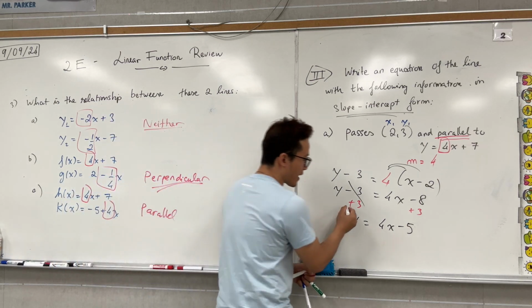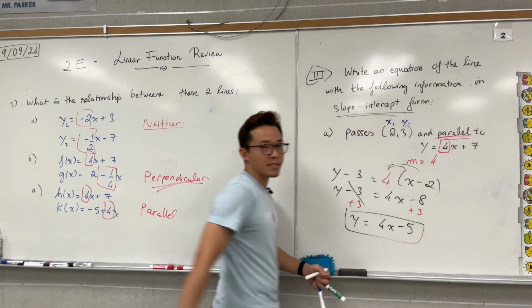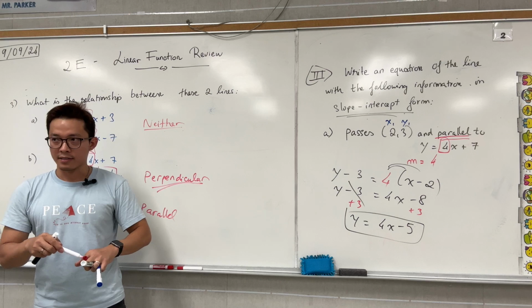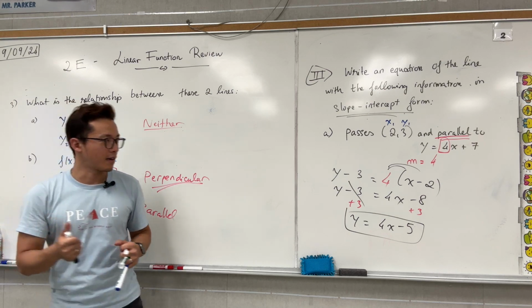That's right. This is your final answer because this is the slope-intercept form. Let's give Alan 1 point. So good? Great. Awesome.